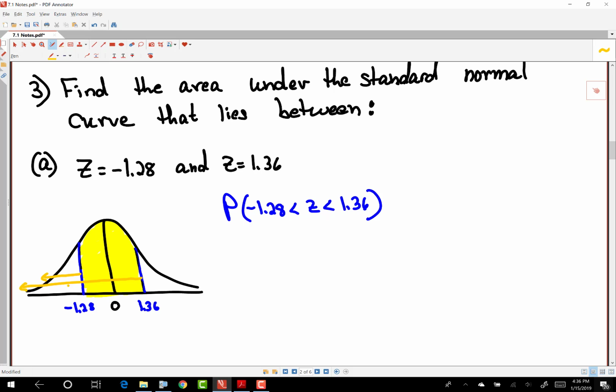Well, if we find the larger area and then subtract away the smaller area, it's going to leave us with just the shaded area. So what we're going to do is find the probability that z is less than the larger number minus the probability that z is less than the smaller number. And we'll get that difference, and that will leave us with the area that's left in the middle. Okay, so let's find those two values on the table.